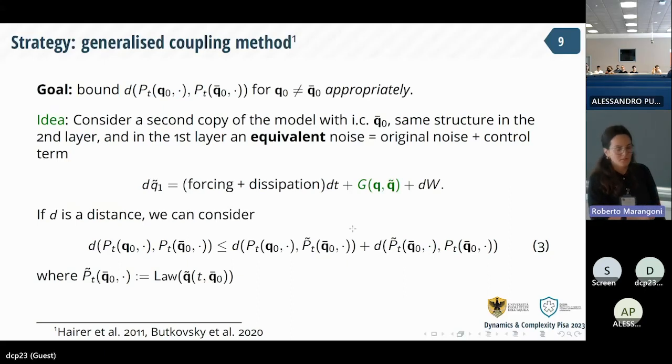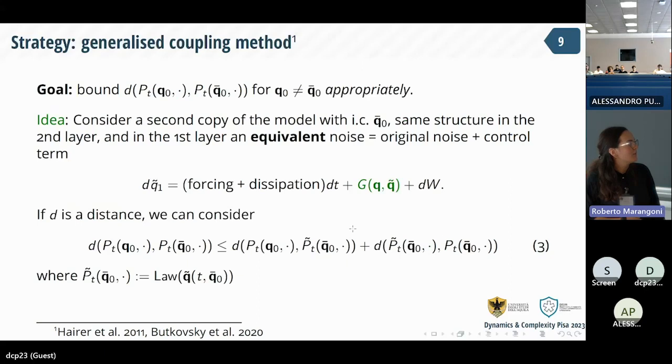This is not an exhaustive list of references. So the idea is to consider a second copy of the model with initial condition Q0 bar, for example. In our context of this layered model, we consider the same structure in the second layer. So we maintain the second layer exactly the same in the second copy. In the first layer instead, we consider not the same noise, but an equivalent noise, that is the original noise plus a control term.